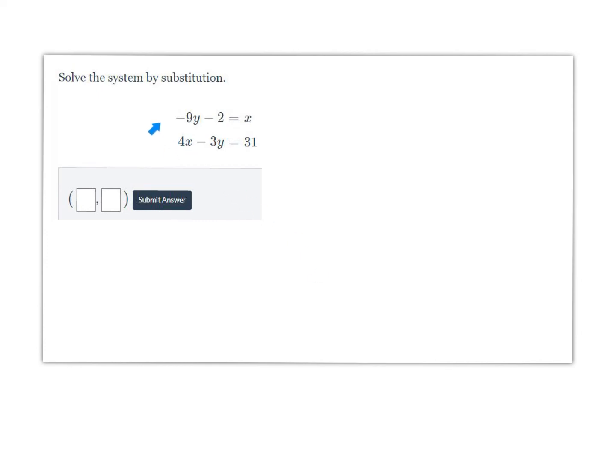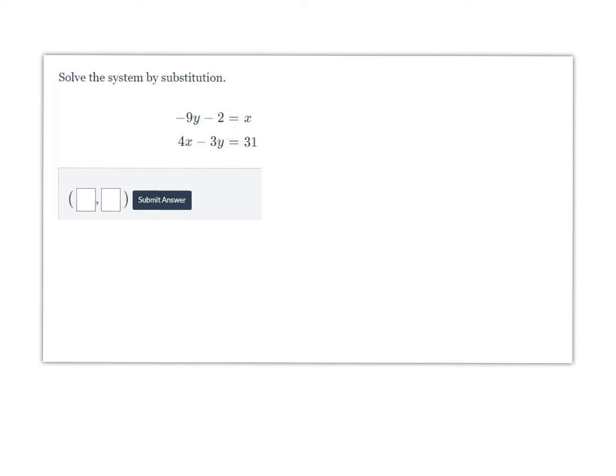Okay, let's take a look at another system of equations that we're going to solve by substitution. This is probably a little bit more challenging than the others. We have two equations: negative 9y minus 2 equals x, and 4x minus 3y equals 31. You'll notice in this equation, even though it doesn't say x equals on the left side, you see that negative 9y minus 2 equals x.